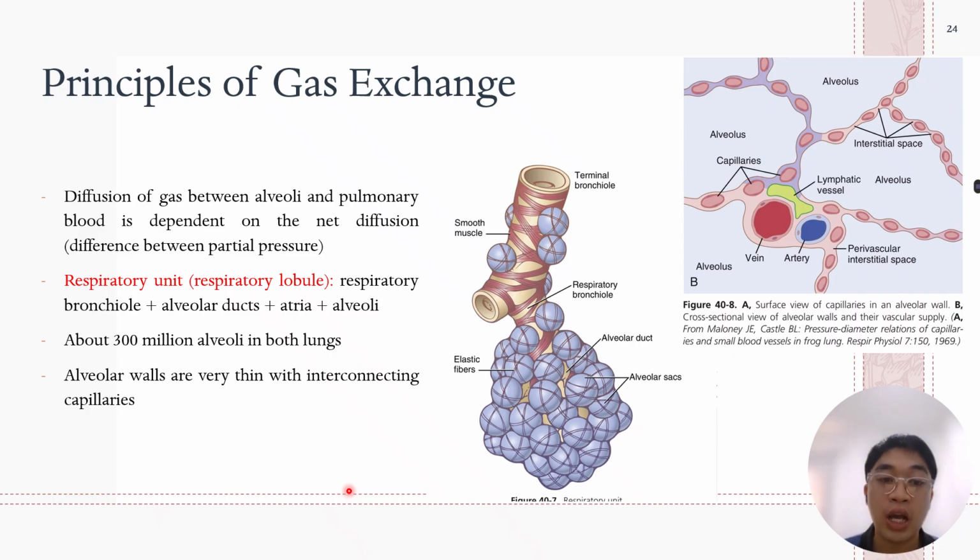Okay, so the respiratory unit of our lung is known as a respiratory lobule. It is composed of the respiratory bronchiole, the alveolar ducts, the atria, and the alveoli. There are approximately 300 million alveoli in both lungs, and alveolar walls are very thin with interconnecting capillaries, as you can see here in the diagram. The main purpose of why the alveolar walls need to be very thin with interconnecting capillaries is so that the gas exchange would be more efficient.